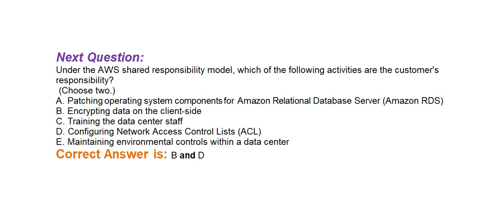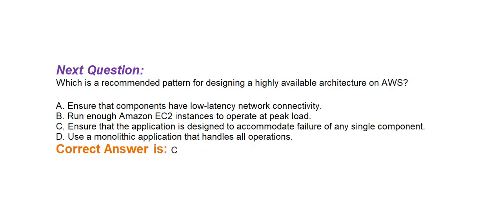Next question. Under the AWS shared responsibility model, which of the following activities are the customer's responsibility? Choose any two options. Option A, patching operating system components of Amazon Relational Database Service Amazon RDS. Option B, encrypting data on the client side. Option C, training the data center staff. Option D, configuring network access control lists, ACL. Option E, maintaining environmental controls within a data center. Correct answer is option B and option D, and these are encrypting data on the client side and configuring network access control lists, ACL.